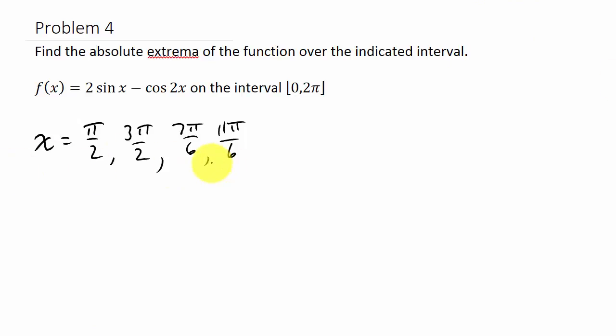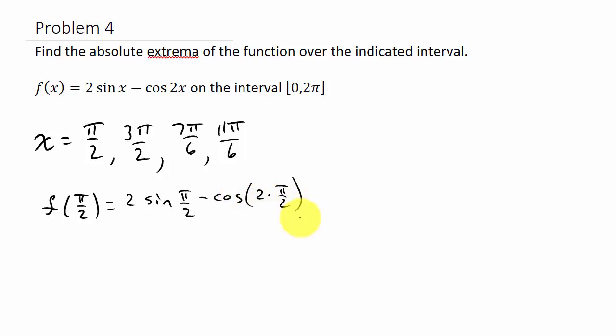Alright, so here we go. So here's my critical numbers. So I have to take each one of these, plug them back into the original function. So let's look at this. We've got f of pi over 2, which is 2 sine pi over 2 minus cosine of 2 times pi over 2. So let's see what that gives us.